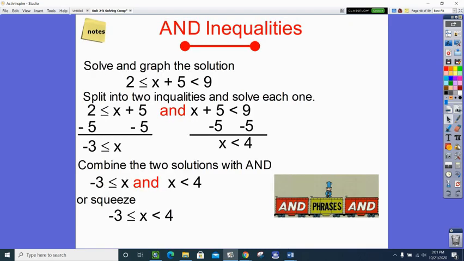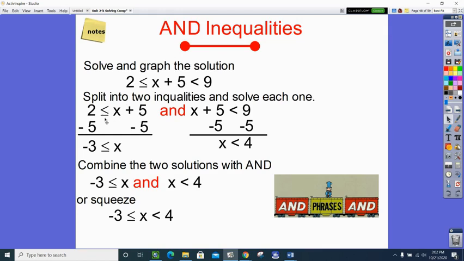Okay, so let's start doing some solving here. Solve and graph the solution. 2 is less than or equal to x plus 5 and less than 9. So basically what you've got is x plus 5 is greater than or equal to 2, and x plus 5 is less than 9. So you can write it as what I call the squeeze play, or you can write it as two separate inequalities. So when it's two separate inequalities, this was our last section. You just solve each one.